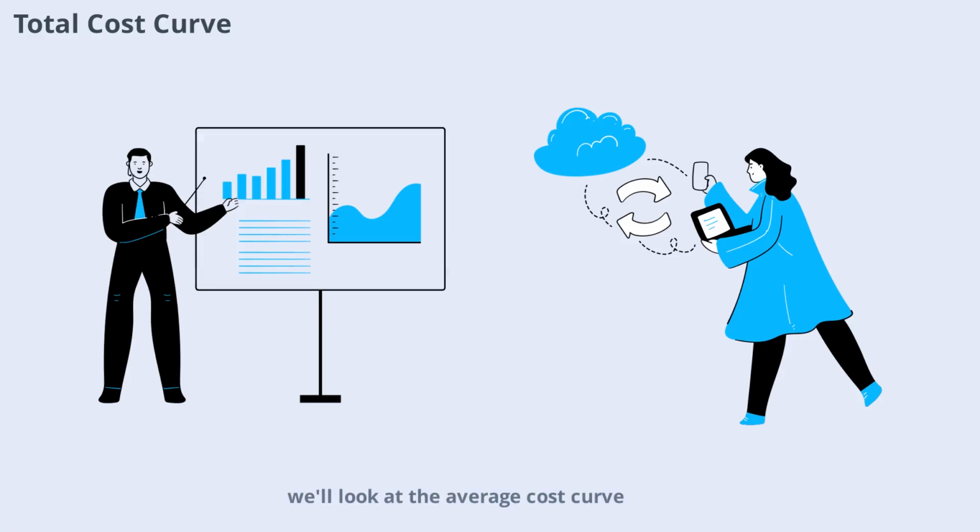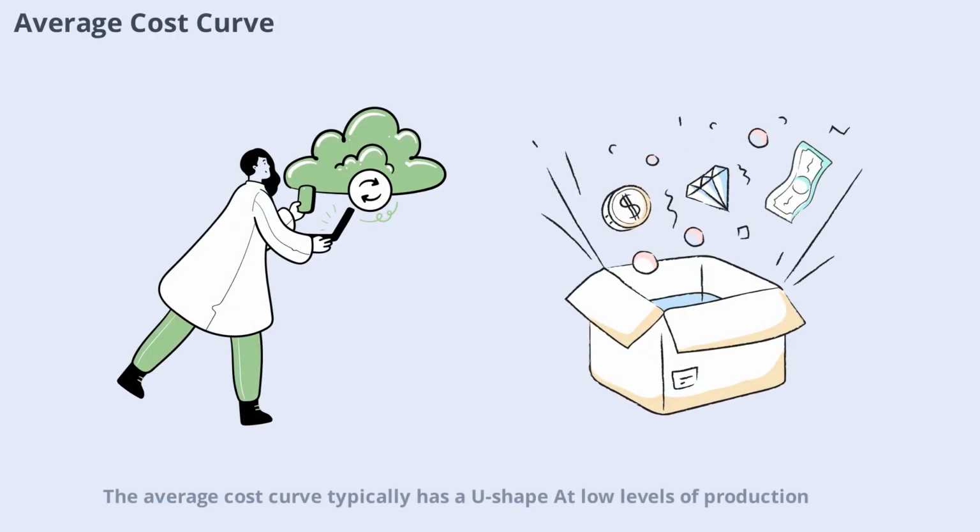Next, we'll look at the average cost curve and what it reveals about production efficiency. The average cost curve typically has a U-shape. At low levels of production, average costs are high due to fixed costs being spread over few units. As output increases, average cost falls, reaching a minimum point.